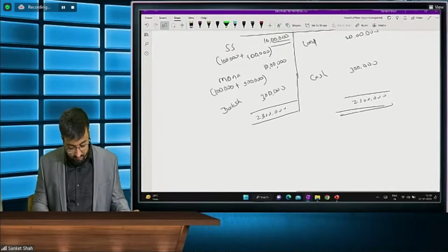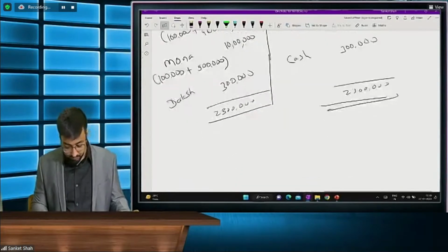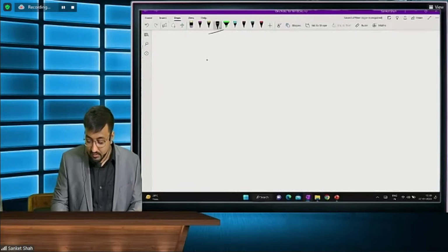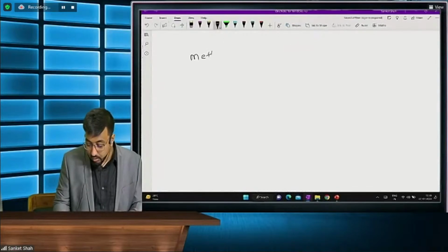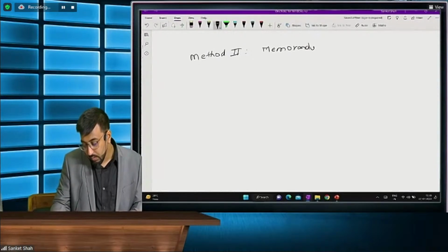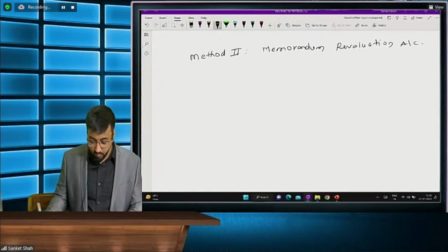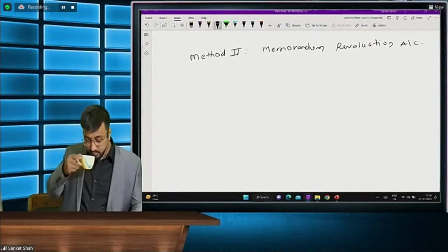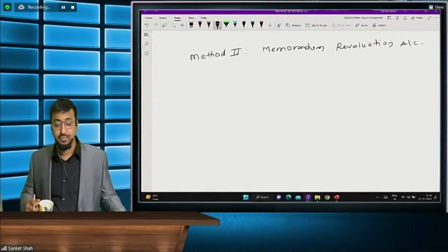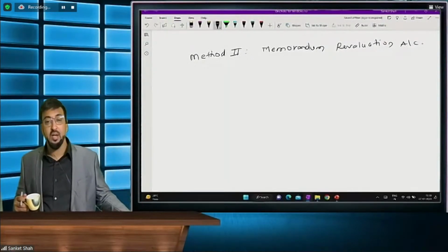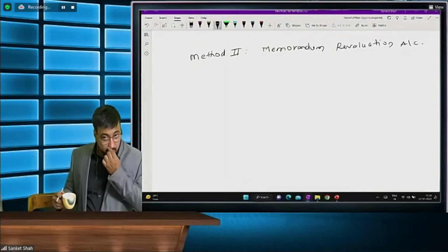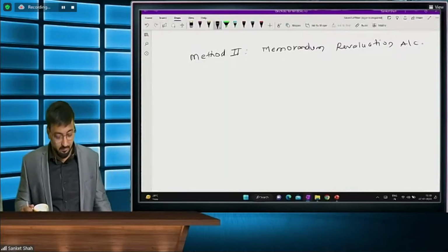Okay. Now, second step, method 2. Memorandum revaluation account. Now, what is memorandum revaluation account? What is the memorandum revaluation account? Any one of you who studied in 11-12 standard, what is memorandum revaluation account? When is it opened?